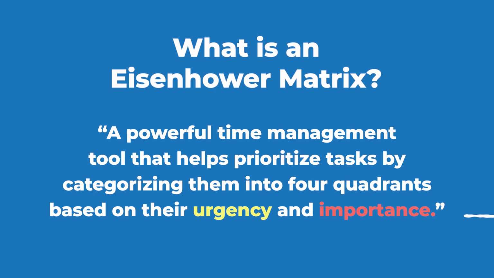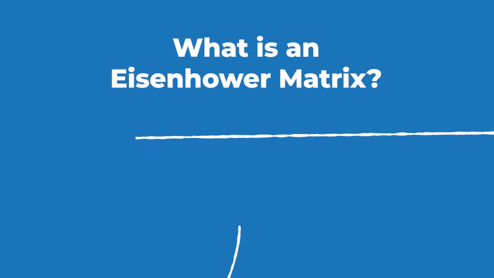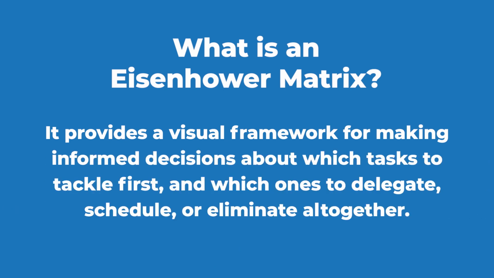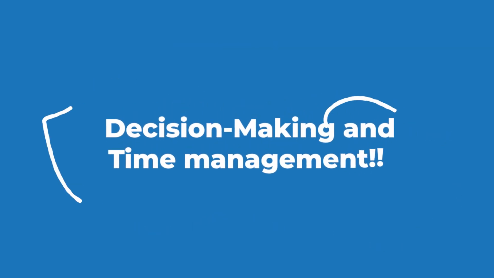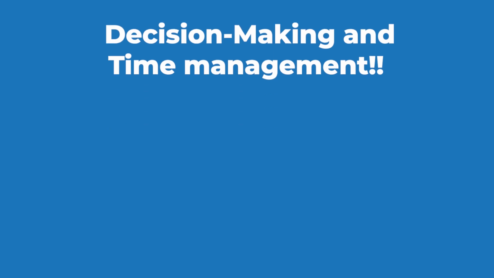Also known as the Urgent Important Matrix, this is a powerful time management tool that helps prioritize tasks by categorizing them into four quadrants based on their urgency and importance. It provides a visual framework for making informed decisions about which tasks to tackle first and which ones to delegate, schedule, or eliminate altogether. It is a game changer for decision making and time management across various aspects of life.